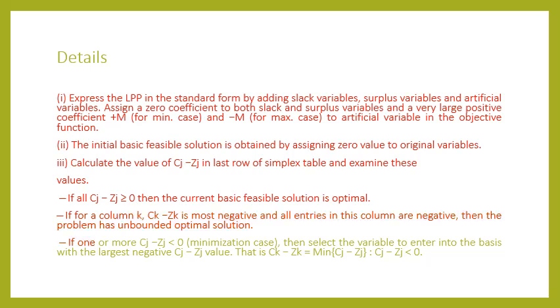If one or more Cj minus Zj are less than or equal to 0 in the minimization case, then select the variable to enter into the basis with the largest negative value, that is Ck minus Zk, where Cj minus Zj is less than or equal to 0.